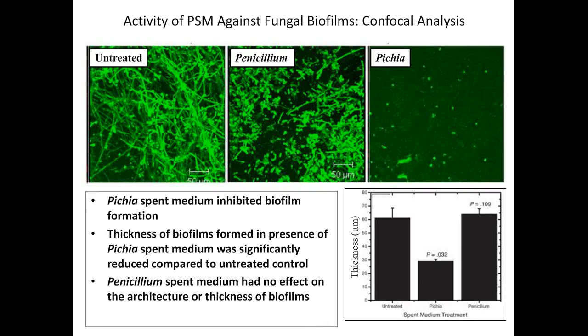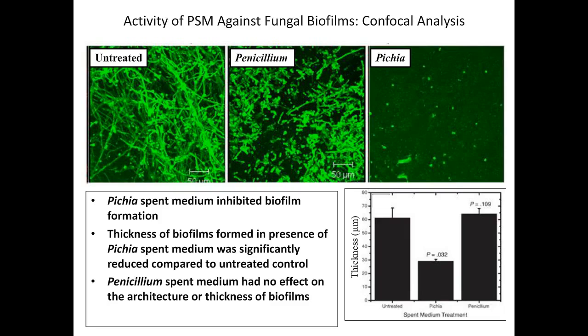In the next slide, we looked at the activity of Pichia supernatant on fungal biofilm, and this is confocal microscopy. You can see untreated, Penicillium treated, and Pichia treated. When untreated, there is a very nice, thick biofilm. Penicillium treated, which is the control, again had very good growth, and with Pichia we have really very minimal growth of biofilm.